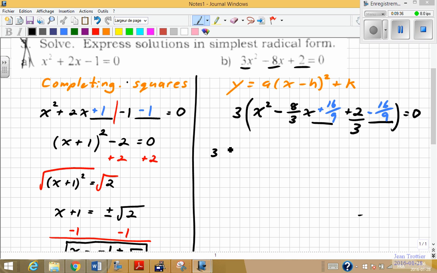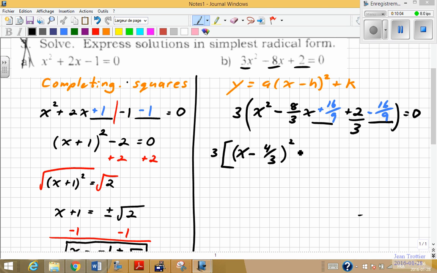Okay, so to do this, I'll add an extra square bracket. Here I have a perfect square. So this perfect square will be the root of x squared, which is x, the sign of the middle, which is minus, and then the square root of 16/9. 16/9, if you square root, it becomes 4/3.